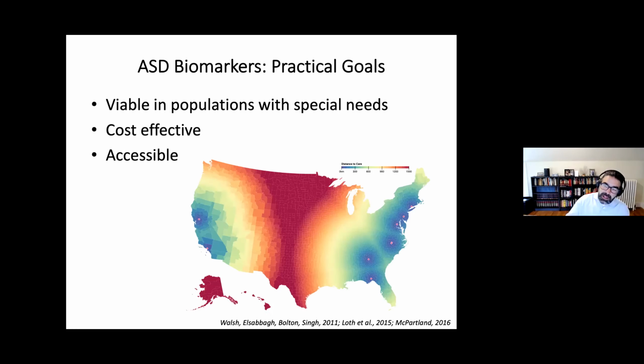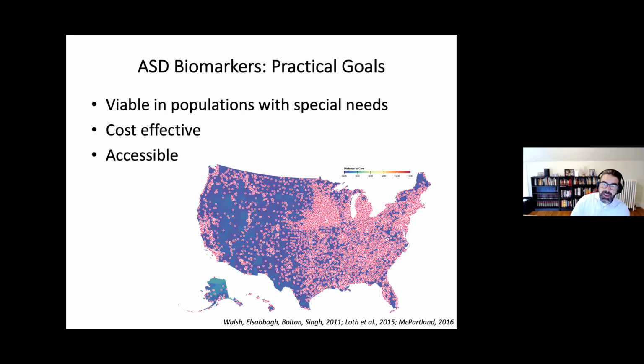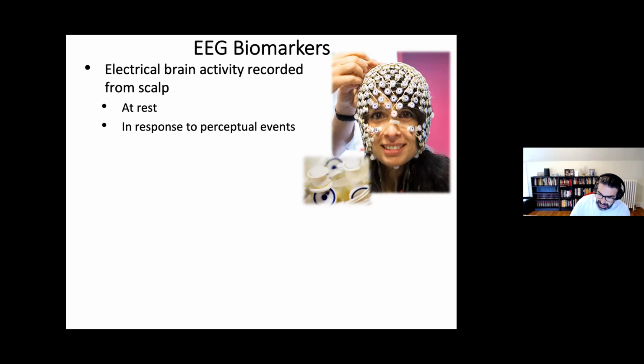As an example, if we had a technology that could be used at NIH Autism Centers of Excellence, this would be how many people it could reach. If we had a technology that could be deployed at every hospital in the country, this would be how many people it could reach. And so this is obviously what we're more interested in pursuing: accessible biomarker technologies. I'm going to talk a lot today about EEG.